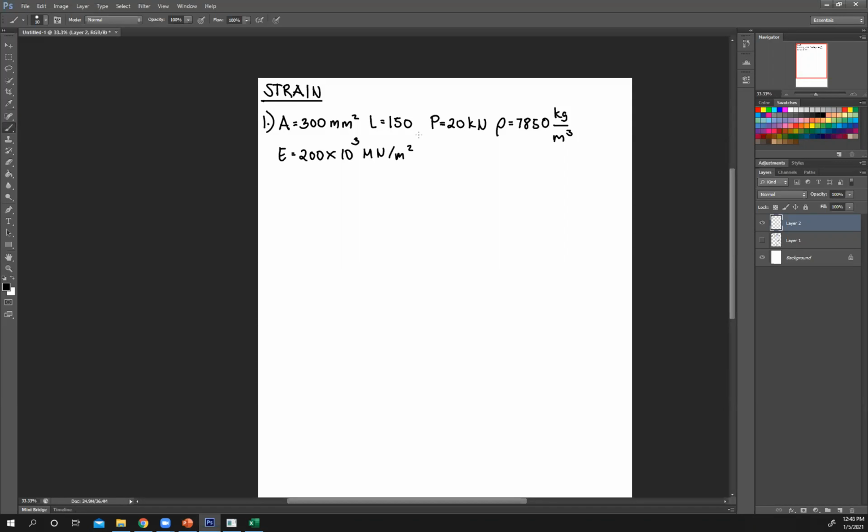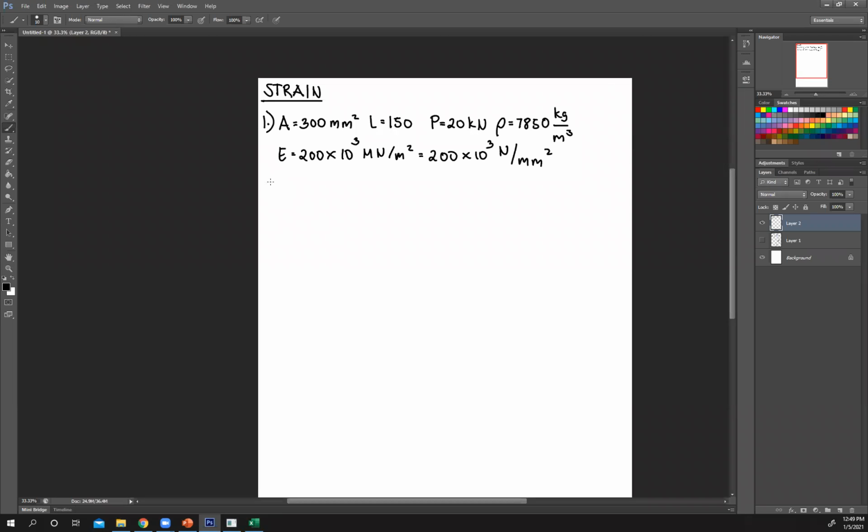So we're looking for elongation. Since this is a rod, usually our elongation now will be in millimeters. So this is also now equal to, since this is MPa, that's also Newton per millimeter squared. So everything needs to be in millimeters. Again, we're looking for deformation.